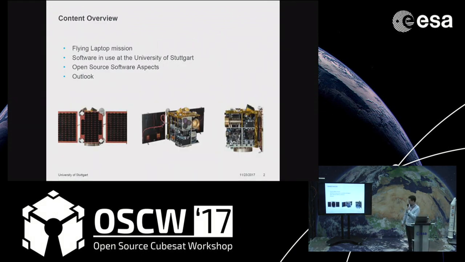My talk will be structured like this. I will first talk about the mission, what we achieved so far, and how it went until now. Then I will tell you about the software that we are using in Stuttgart, on the satellite and on ground. And then I'm going to say a few words about the open source aspects, because we want to now release some of the software that we have developed in Stuttgart and get involved more in the open source community. And then I'm going to give an outlook on what's to be done next.